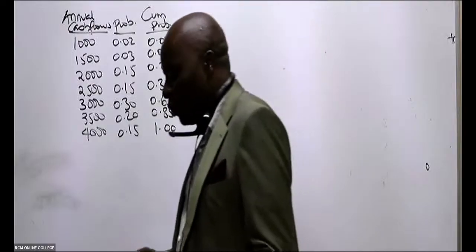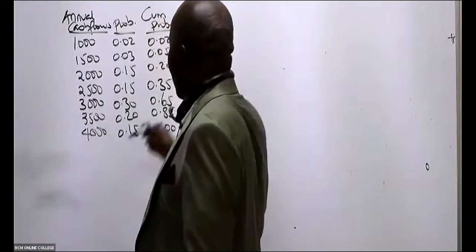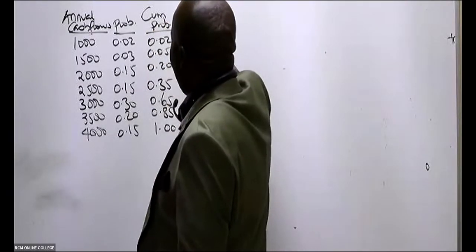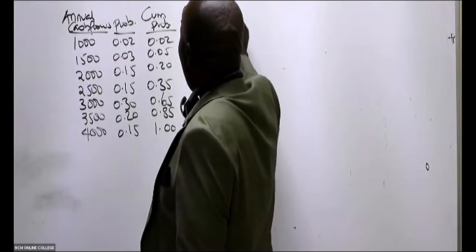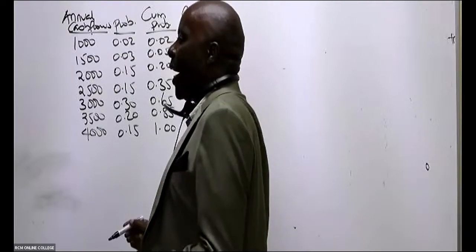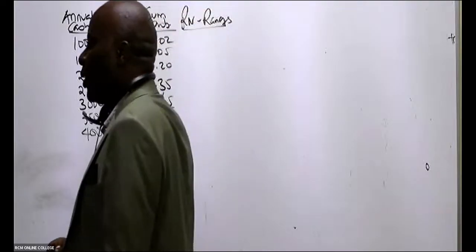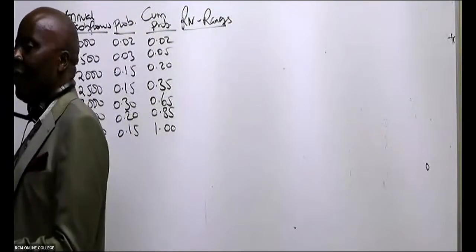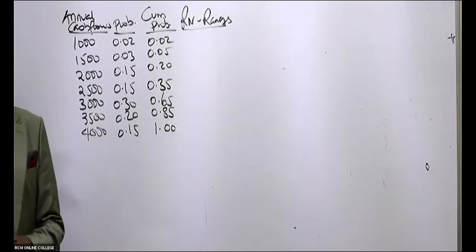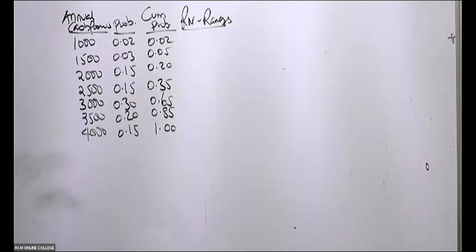Now, after getting the cumulatives, I'll be able to come and give you the random number ranges, which I would want to give you exactly 1 minute. Try deriving them on your own, on a device.